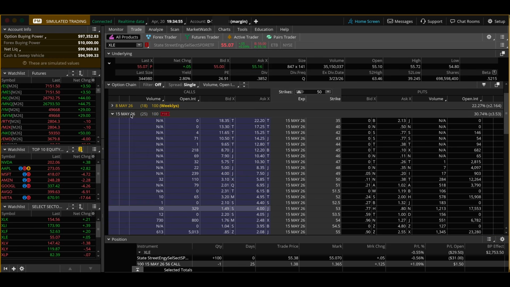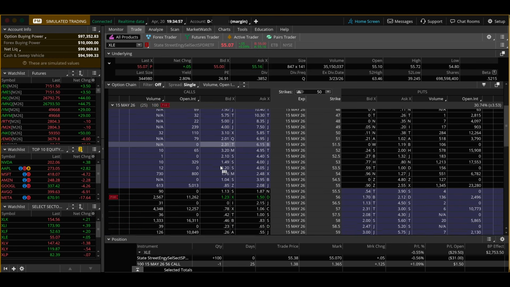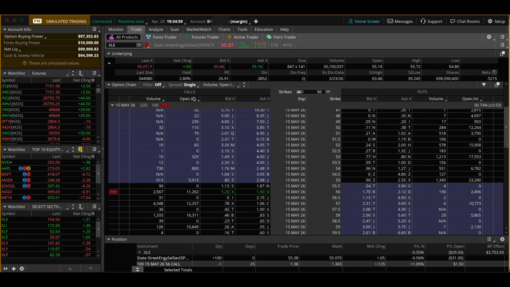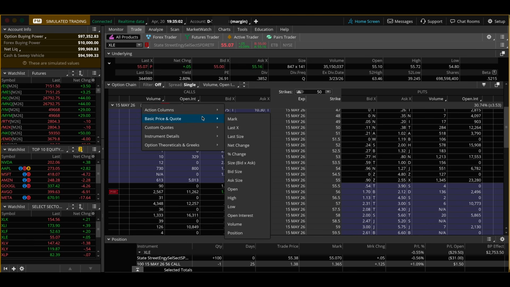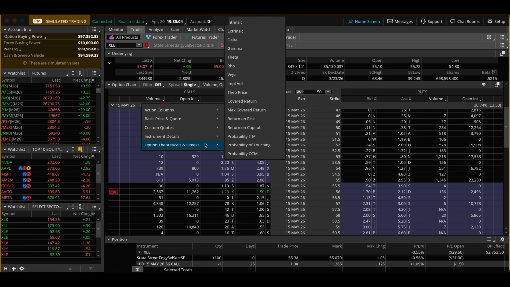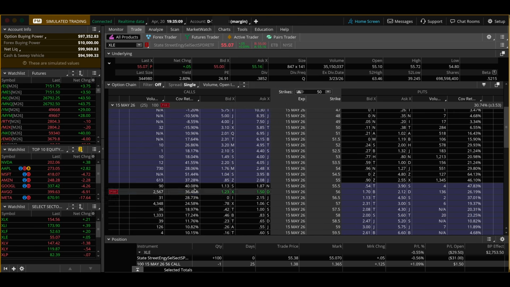Now let's open up that May 15th, 2026 expiration cycle. And the next thing I want to take a look at here is the covered return data. So I'm going to go down to option theoreticals and Greeks, and I'm going to select covered return. And this represents an annualized return if I were to sell a covered call position against my 100 shares, and those 100 shares traded sideways, and I kept all of the call premium.